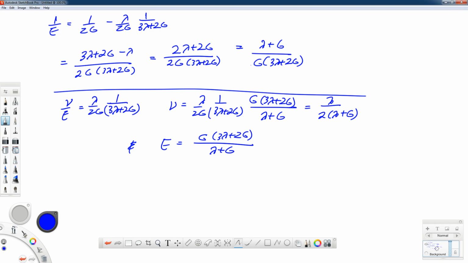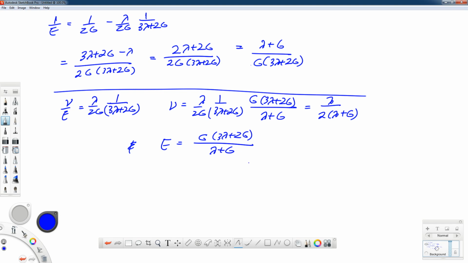Now the expression nu over E is what we had on the previous page, lambda over 2G times 1 over 3 lambda plus 2G. If we solve for Poisson's ratio nu, we get lambda over 2G times 1 over 3 lambda plus 2G times E, which is G times 3 lambda plus 2G divided by lambda plus G. Canceling out the common terms, we're left with Poisson's ratio nu is equal to lambda divided by 2 times lambda plus G, and the modulus of elasticity E is equal to G times 3 lambda plus 2G divided by lambda plus G.